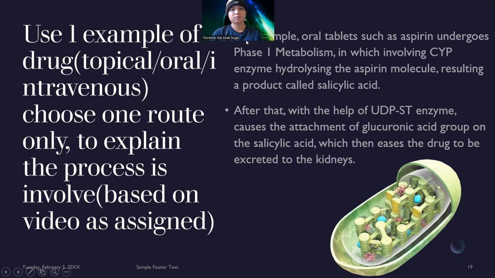As an example, oral tablets such as aspirin undergo phase 1 metabolism, involving CYP enzymes hydrolyzing the aspirin molecule, resulting in a product called salicylic acid. After that, with the help of the UGT enzyme, a glucuronic acid group is attached to the salicylic acid, which then eases the excretion of the drug by the kidneys.